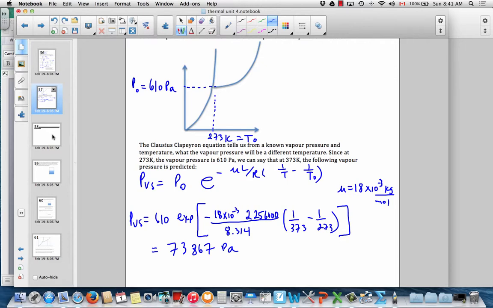So, there we go. We've got the equation relating saturation pressure to temperature along the liquid and vapor coexistence curve. And there's lots of interesting things that we can do with this, and we'll look at that in class.